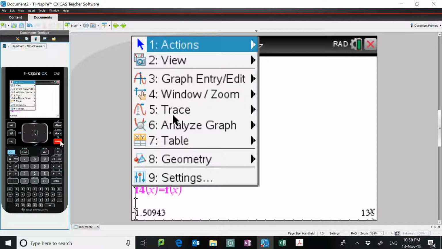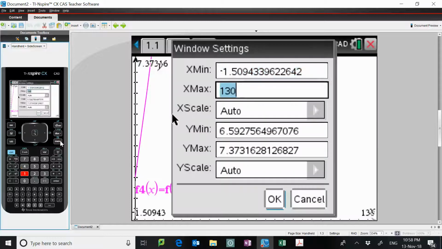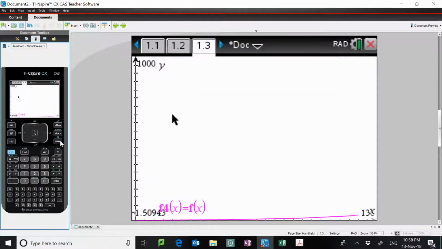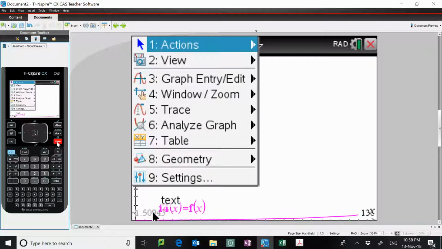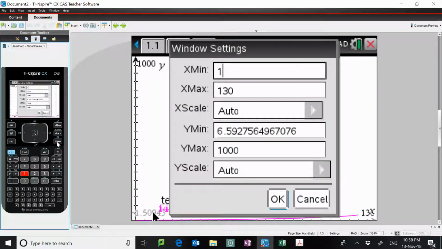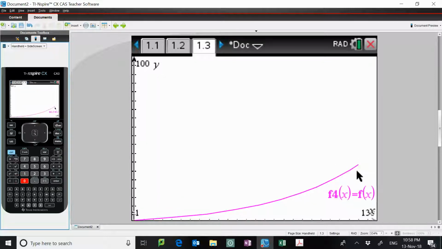So I would then go to menu 4, 1, change the Y values because right now it's maximum of 7. I'd try 1,000. And it's all trial and error at this point. Okay, so 1,000 was too high. You can see the value up here, it's much lower. So maybe I'd try menu 4, 1. Let's try 100. And that's a better graph. Okay, so maybe it's about 50.